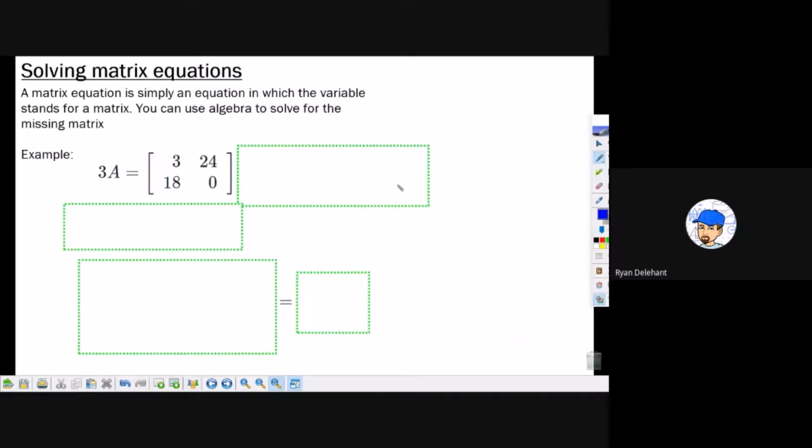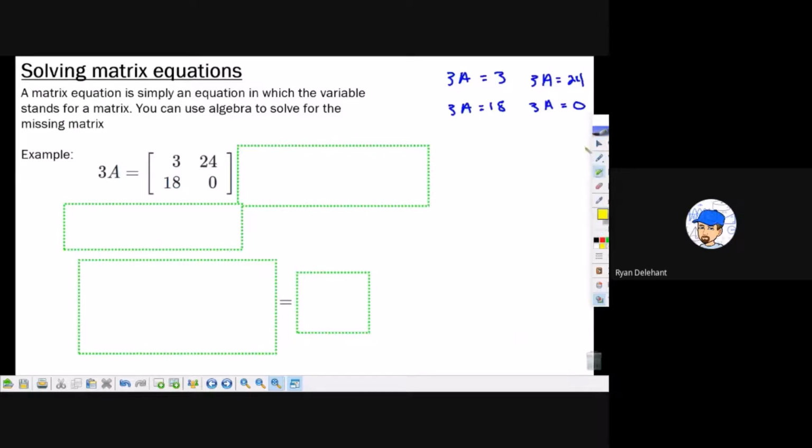What this really is, is a whole bunch of equations. This is like saying 3A equals 3 and asking you to solve it, or 3A equals 24, or 3A equals 18, or 3A equals 0, and asking you to solve it. We don't want to write it out the long way, but what we'd say here is we want to find the matrix that would have to be there for A, because that's what we're solving for.